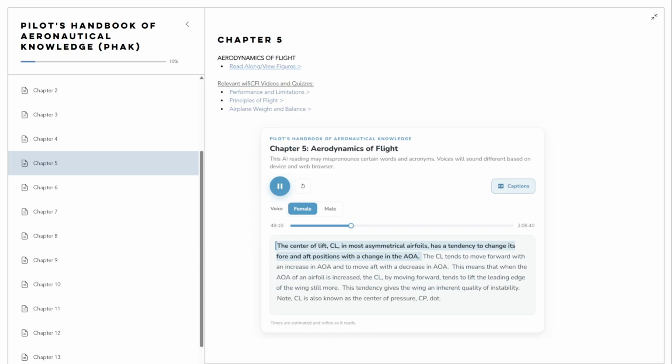The center of lift, CL, in most asymmetrical airfoils, has a tendency to change its fore and aft positions with a change in the AOA. The CL tends to move forward with an increase in AOA and to move aft with a decrease in AOA. This means that when the AOA of an airfoil is increased, the CL, by moving forward, tends to lift the leading edge of the wing still more. This tendency gives the wing an inherent quality of instability. Note, CL is also known as the center of pressure, CP.